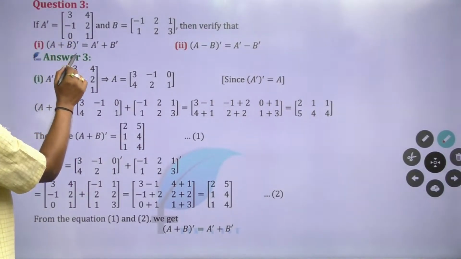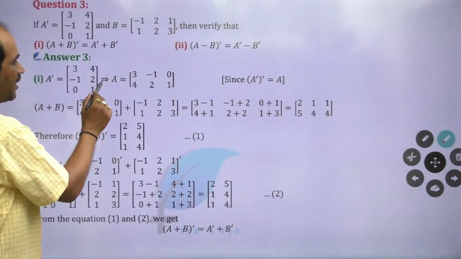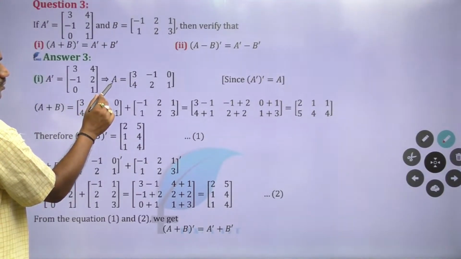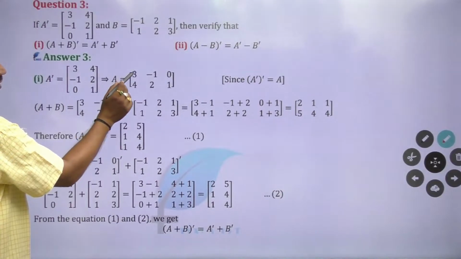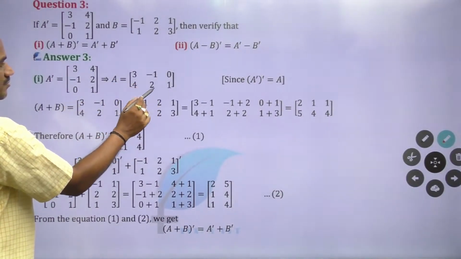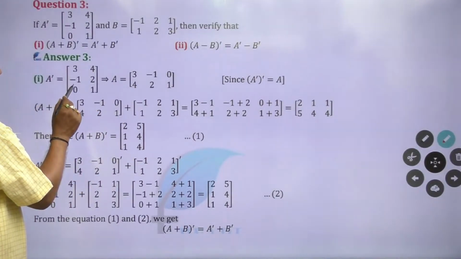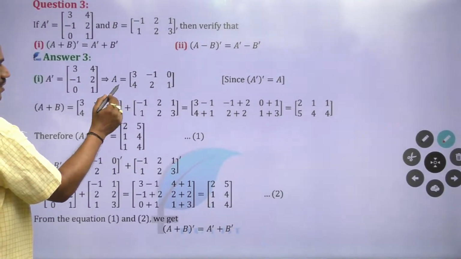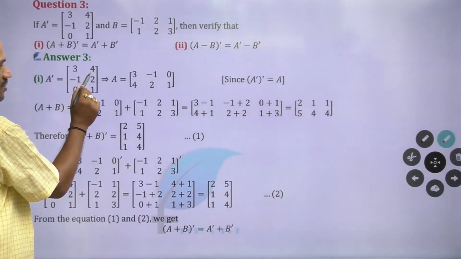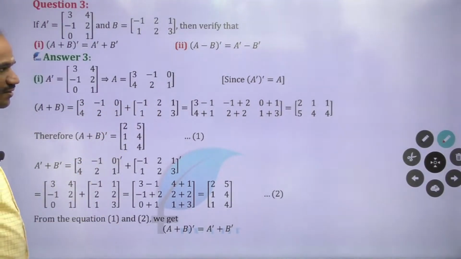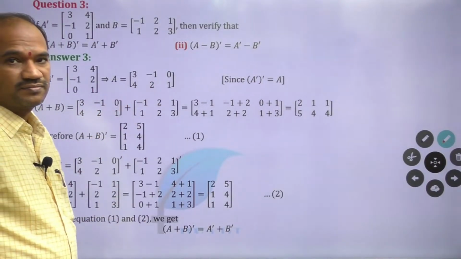First, the given data is A dash, which is this matrix. This is the transpose of A, so A is obtained by interchanging rows into columns: first row becomes first column, second row becomes second column, third row becomes third column. A dash is given, and A is equal to this matrix. So this one is A.